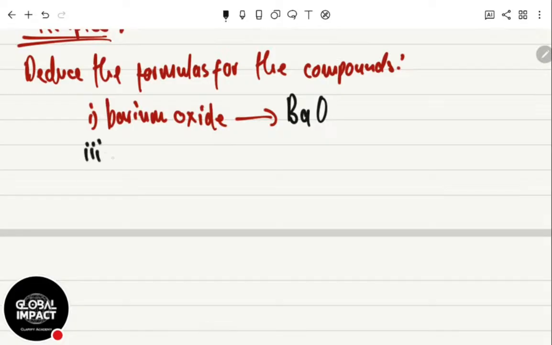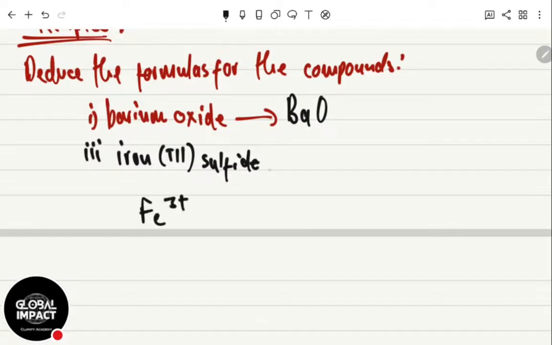Let's do this one now. Iron(III) sulfide. What does the 3 tell me? The oxidation state of iron. So this is Fe3+. I want the formula now. Then I'm going to ask, what is the oxidation state of this sulfide ion? If you want to find the oxidation state of this sulfide ion, you check what group it is in, so that you can predict its valency.